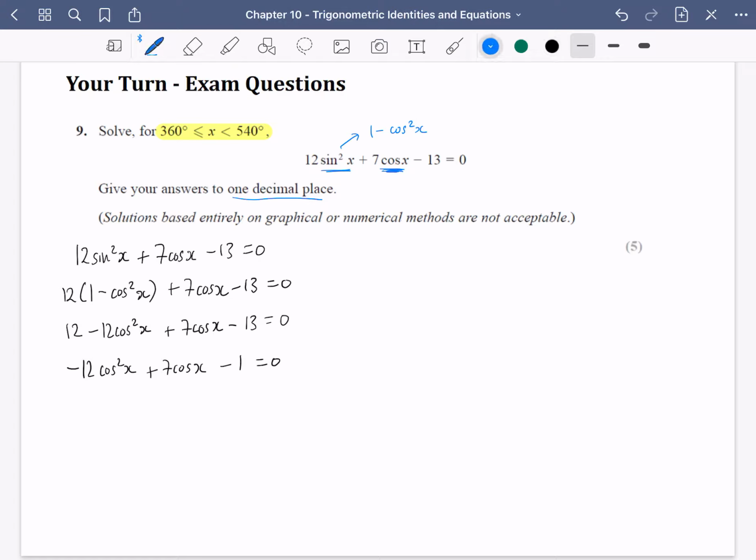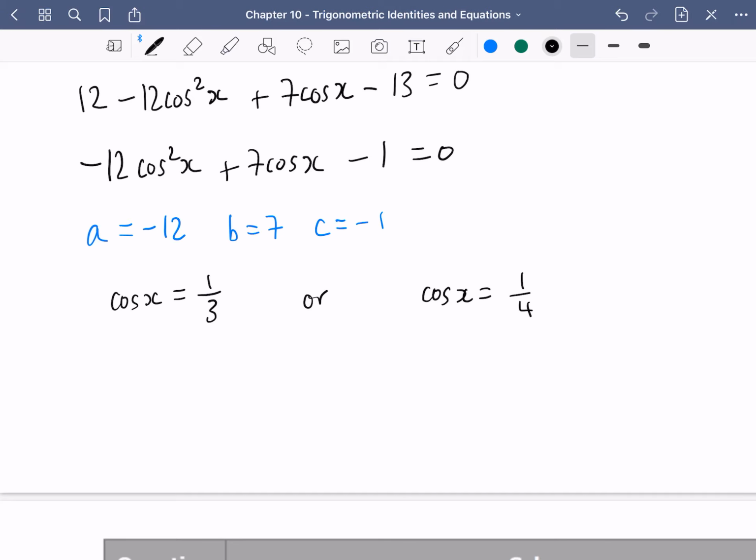Now I'm going to go straight to my equation solver, where for this quadratic, a is minus 12, b is 7, and c is minus 1. And when I go onto my polynomial solver, so I have minus 12, 7, and minus 1, we get that cos x is either equal to 1/3 or cos x is equal to 1/4. So let's start off by doing the one that is equal to 1/3. I'll put a bit of a dotted line down here. So we know that x would be equal to the inverse cos of 1/3.